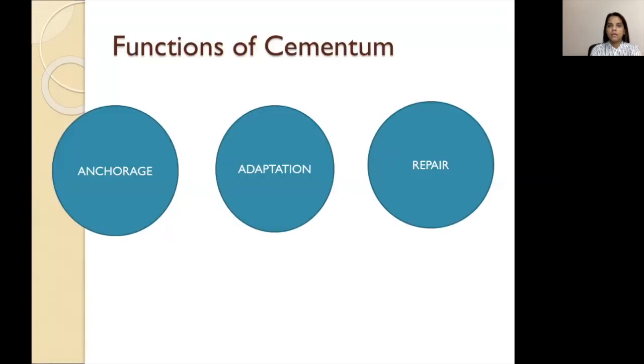Functions of cementum: it is anchorage, adaptation, and repair. Anchorage provides a medium for attachment of periodontal ligament fibers, thereby it helps in binding of the tooth to the alveolar bone. Then adaptation: masticatory forces cause occlusal wearing, so there is a decrease in tooth length. So continuous deposition of cellular cementum at the apical region compensates for it. Then repair: deposition of cellular cementum repairs fracture or resorption occurring in roots.